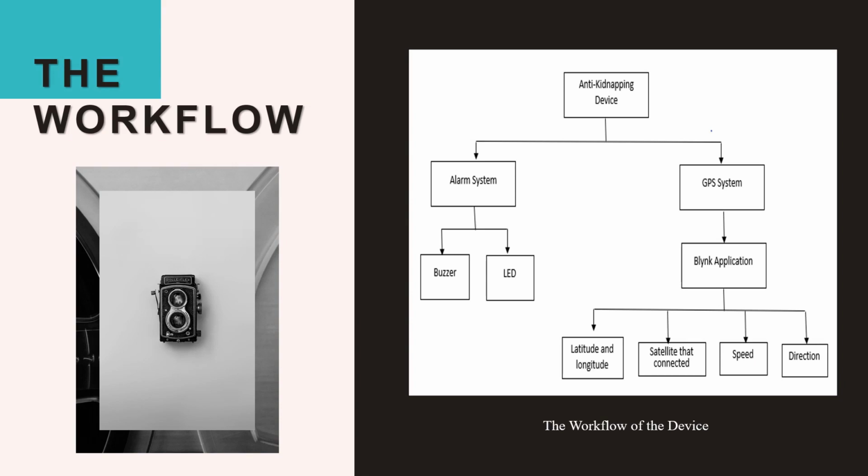We divide our device into two systems, which are the alarm system and the GPS system. The alarm system is connected with a buzzer and LED. The GPS system is connected with the Blynk application, and that Blynk application will display the latitude and longitude, satellites connected, speed, and direction of the device.